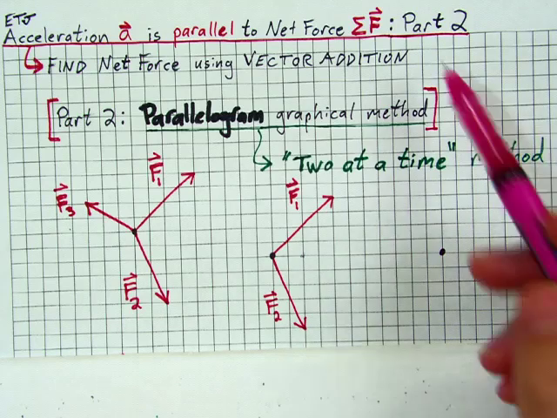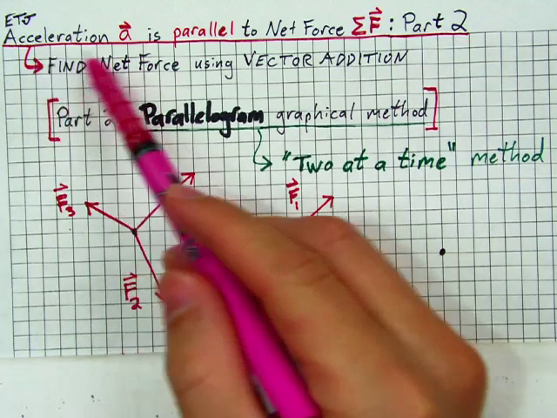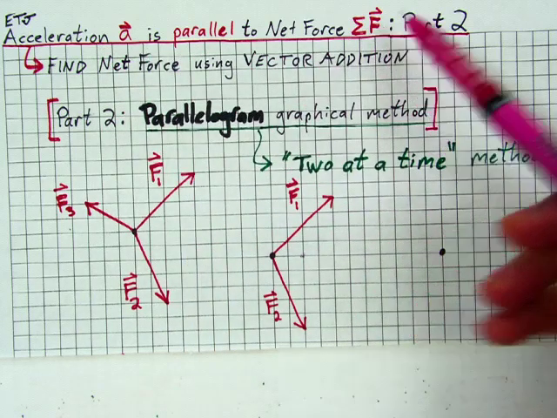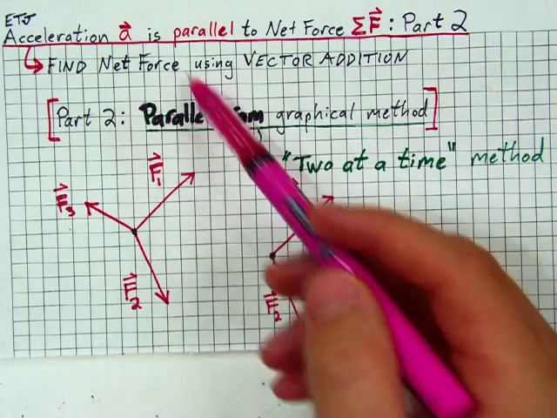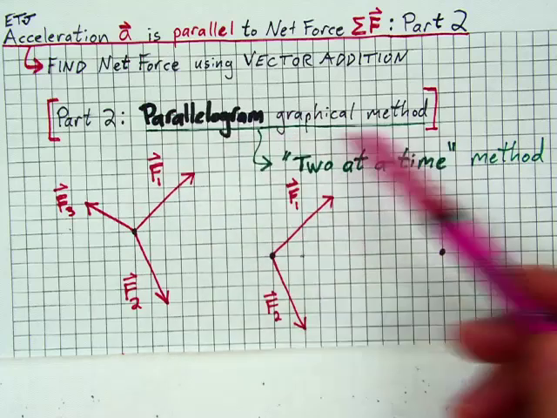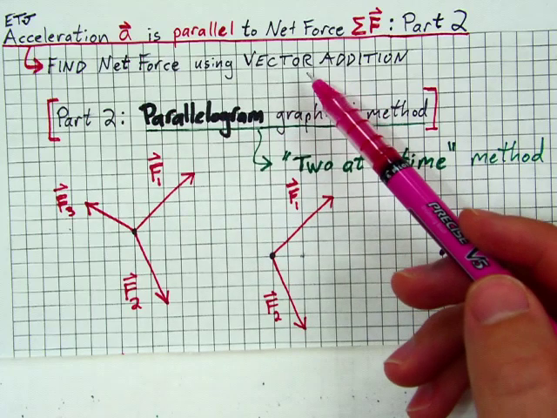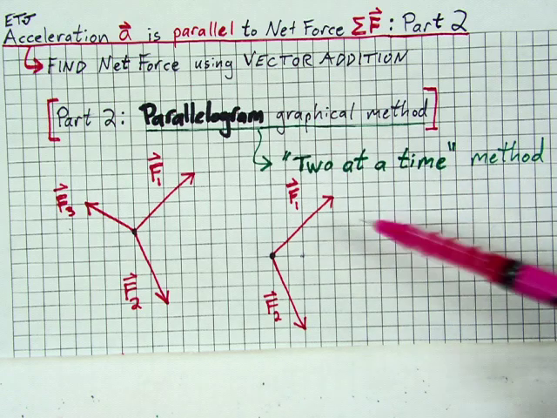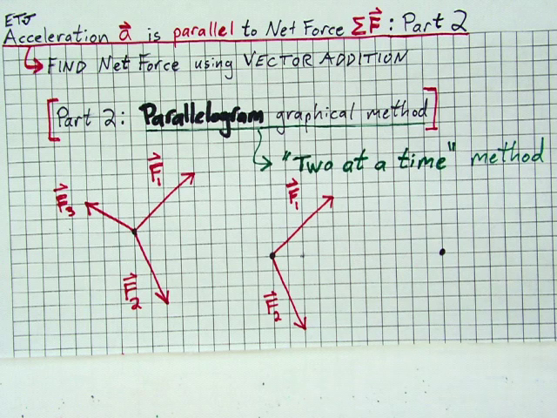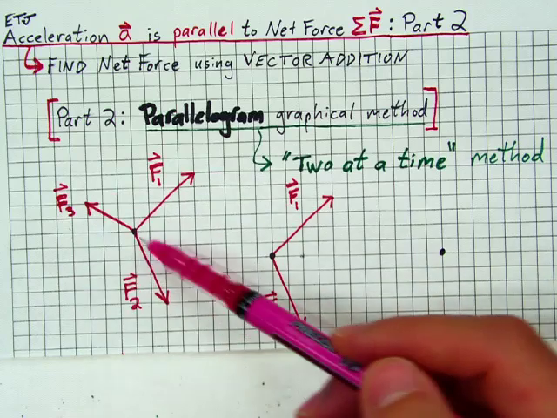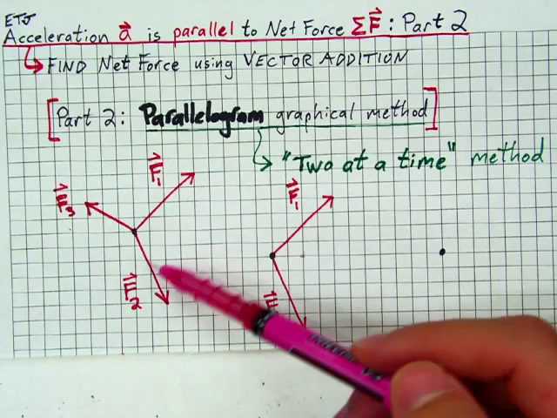Here is part 2 on the idea that the acceleration of an object is parallel to the net force acting on the object. Here I'm going to show you how to find the net force on an object using the so-called parallelogram method for adding vectors. It's equivalent to the head-to-tail method I showed in the previous video, but just a different way of visualizing it. So here again is that same free body diagram for some object with three forces acting on it.